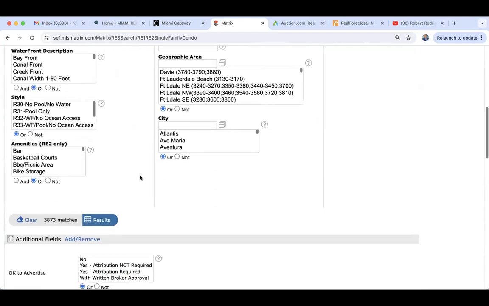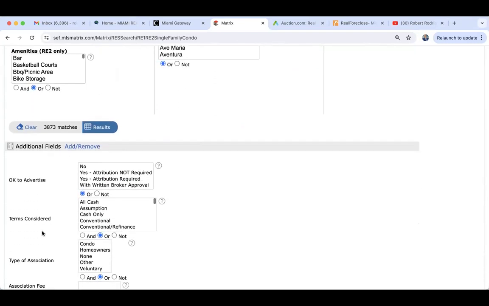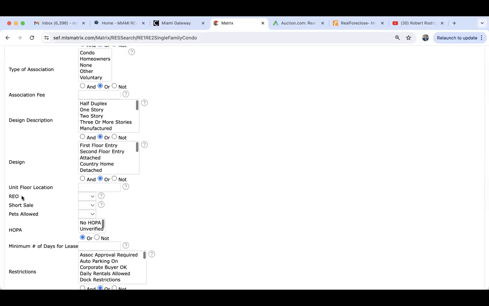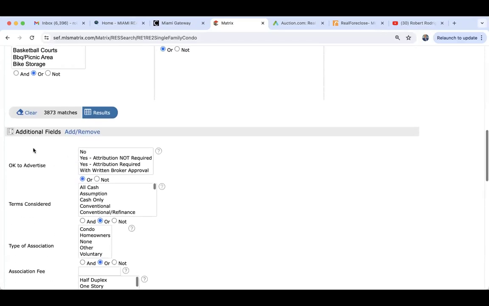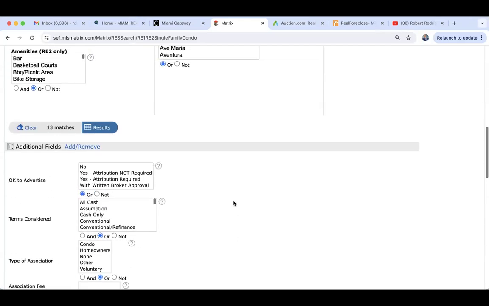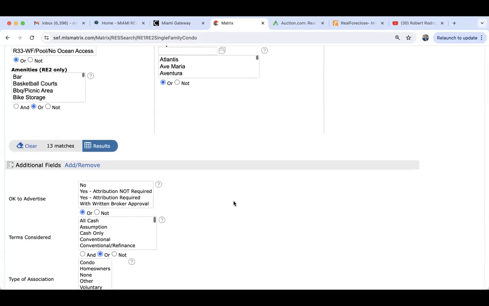And then we're gonna scroll down to the additional field section and we're gonna select REO. Now, if you haven't added REO as one of your additional fields, you just need to click on add remove. Go ahead and add REO as one of your additional fields. All right, there it is. I'm gonna go ahead and select yes. Again, these are foreclosed properties. These are bank-owned properties. And we currently have 13.